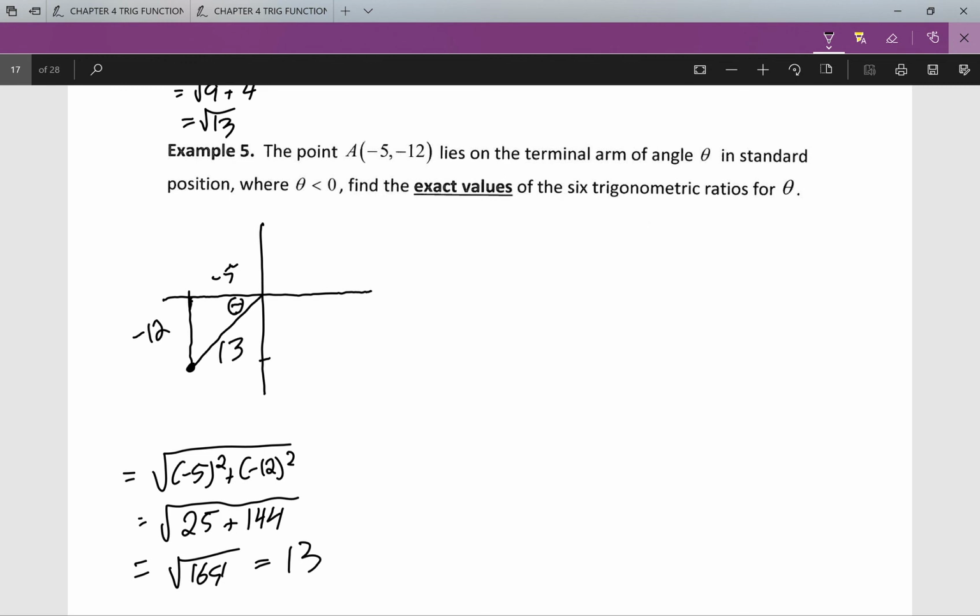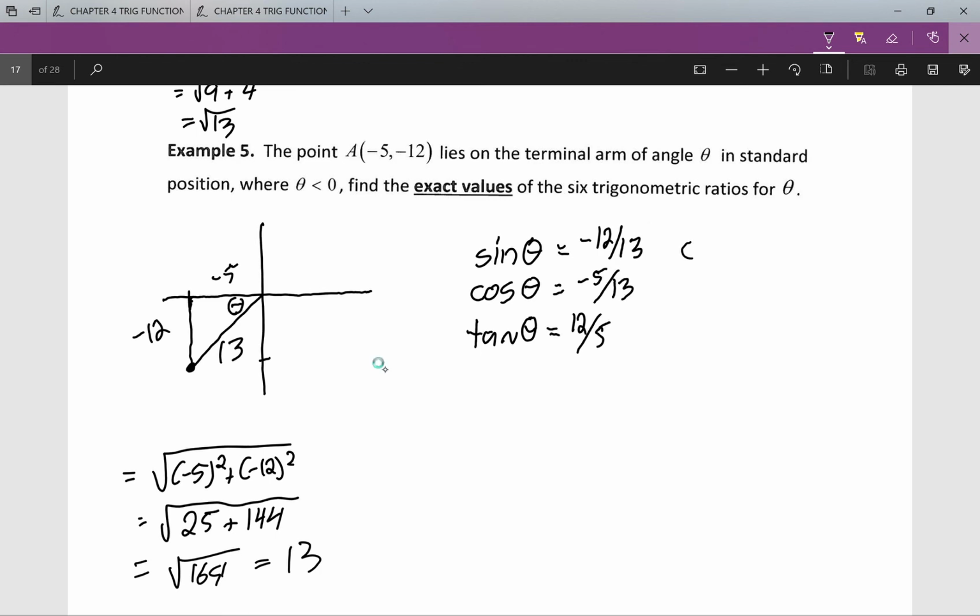So now we have to list off the trigonometric ratios. Sine theta, cos theta, tan theta. Sine theta is opposite over hypotenuse, so negative 12 over 13. Cos theta is going to give me negative 5 over 13. And tan theta is opposite over adjacent, which is 12 over 5 because my negatives cancel.